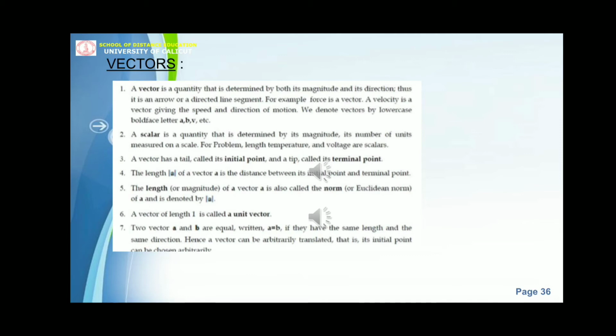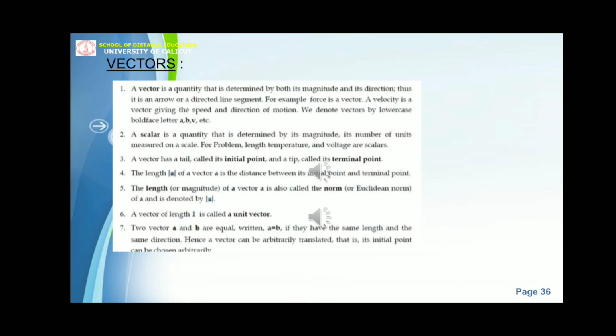So we will usually denote vectors by lowercase alphabets such as a, b, p, etc. Now coming to scalars, scalar is a quantity that only has a magnitude. For example, length, because it only has a magnitude and it doesn't have any direction. Another example is area.